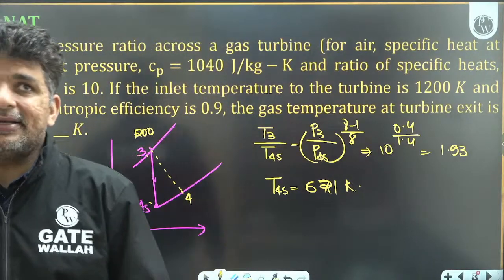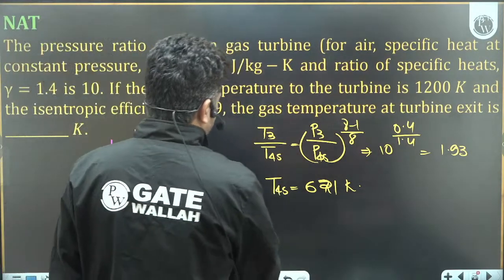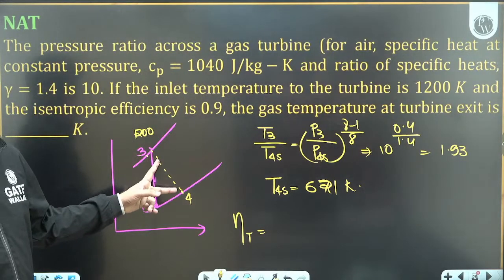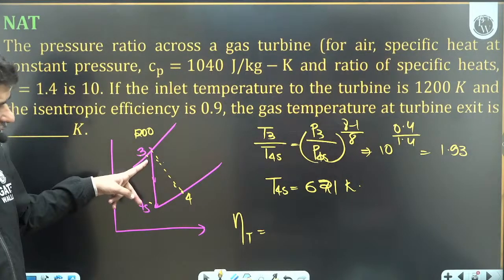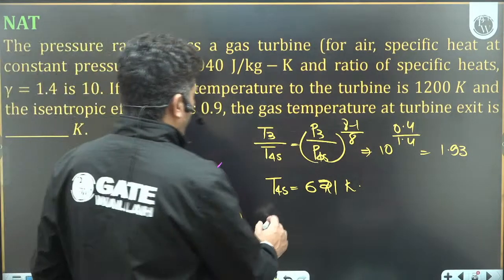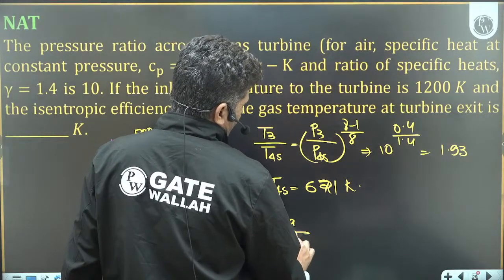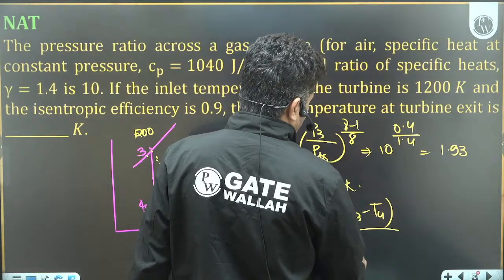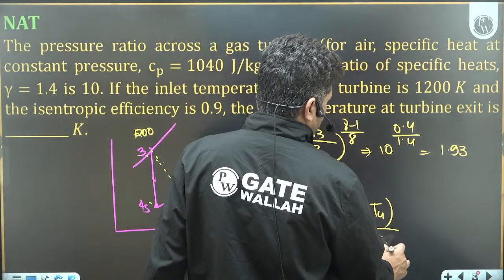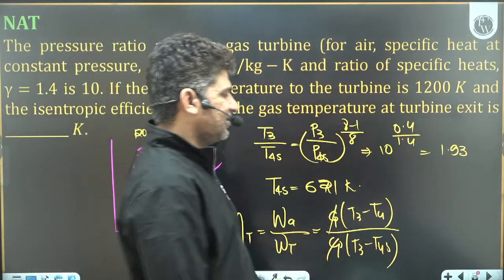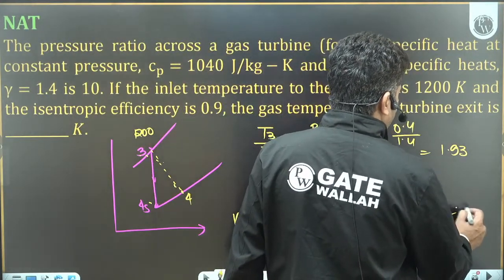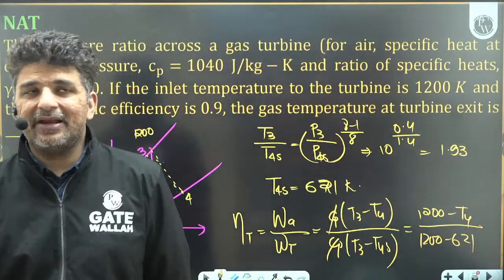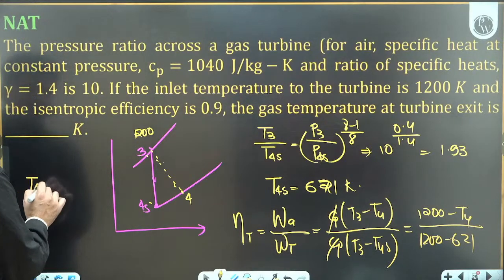Once you have calculated 621 Kelvin, now you can go for the isentropic efficiency of the turbine. In the case of a turbine, the work done is the actual work, and this is your theoretical work. So you have W actual divided by W theoretical. This will be Cp (T3 minus T4) divided by Cp (T3 minus T4s). You see Cp will cancel. T3 is already given, 1200. So (1200 minus T4) divided by (1200 minus 621). From here you can calculate T4. T4 should come out to be 679.